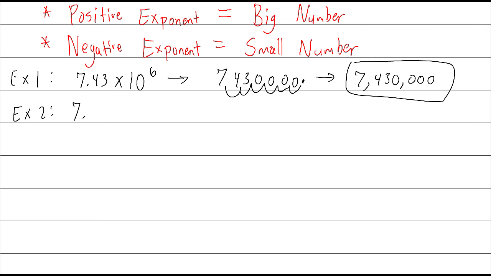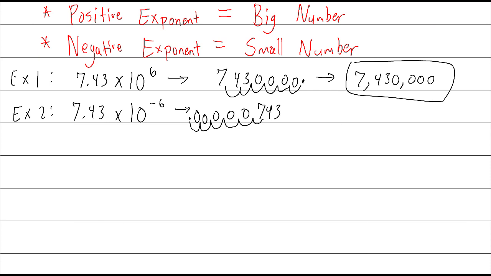What about 7.43 times 10 to the negative 6th? Start off with the same idea. The decimal is here, but go this way 6 times and put some zeros in the little scoops.